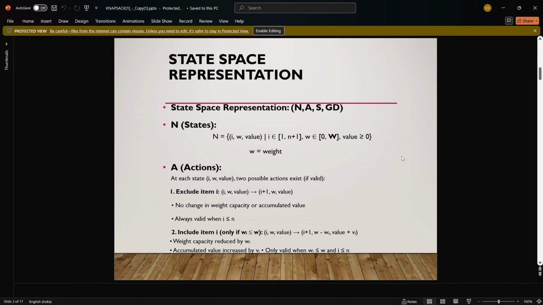State space representation. Number of states. N equals (i, W, value), where i is from 1 to n plus 1, W is a set of all the weights, and value is the value of that particular weighted element. Action. At each state, there are two possible actions we can take. One is to exclude the item and one is to include that item.